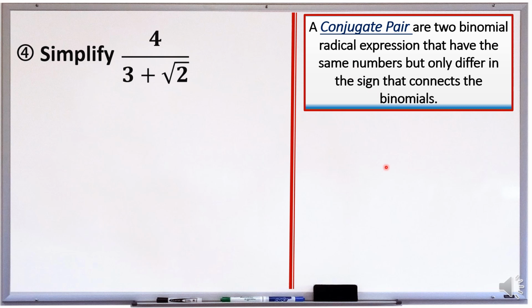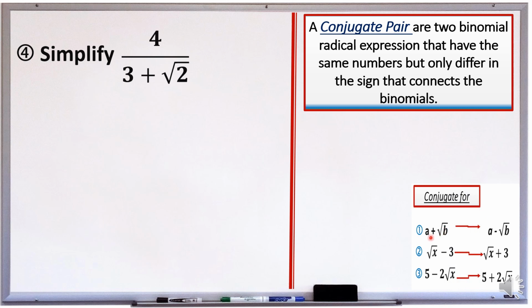For instance, we're going to find the conjugate of the following. Number 1, if we have a plus square root of b, the conjugate of this is a minus square root of b. Next, number 2, square root of x minus 3, the conjugate for that is square root of x plus 3. And the last, if we have 5 minus 2 square root of x, the conjugate of that is 5 plus 2 square root of x. Ganun lang po kasimple ang paghahanap ng conjugate ng ating given expression.